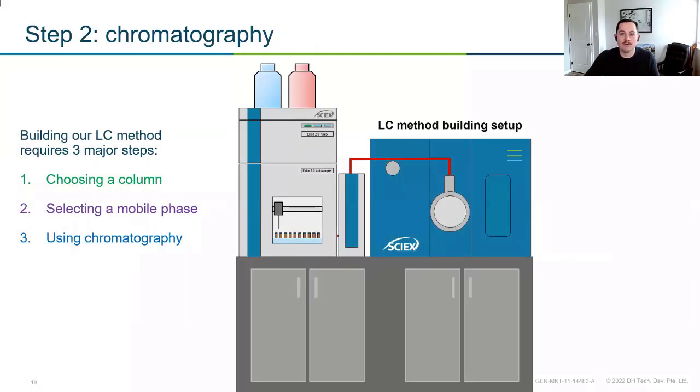So unlike before, we now have our LC in the mix. So we're no longer just infusing from a syringe. We've got a sample that contains our standard, and we're going to go ahead and inject it onto our mass spec. And when we do this, our goal here is to choose a column. We need to choose a mobile phase, which includes a modifier. And then we need to use that chromatography. When I say use that chromatography, I mean optimize it, so go ahead and remove interferences or separate our interferences from our lines of interest, get our ideal duration, etc.